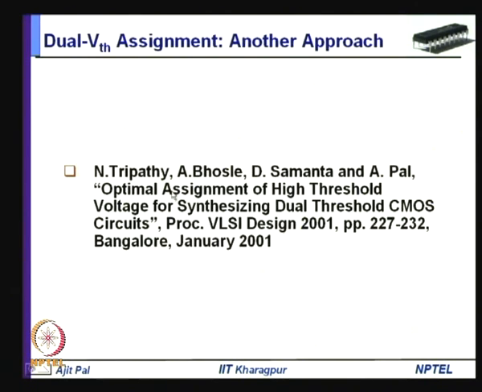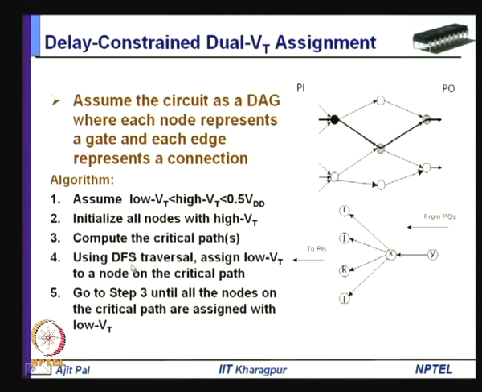Subsequently the algorithm that I have discussed has been extended by some of my students, N. Tripathi, A. Bhosle, D. Samanta, and there they used a different algorithm. Here the algorithm is, you can see here also it is assumed that low VT and high VT is less than 0.5 VDD.